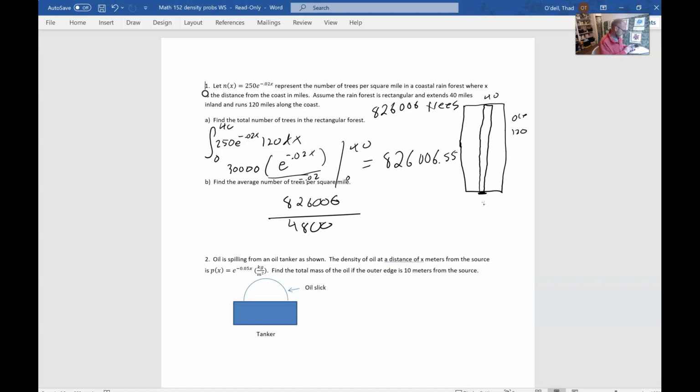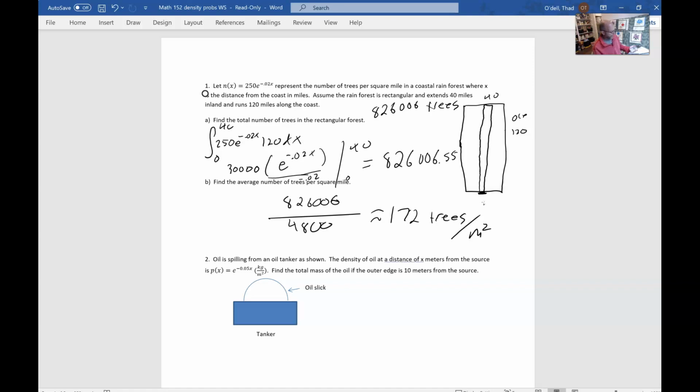We take 826,006 divided by 4,800, and we get roughly 172 trees per square mile.